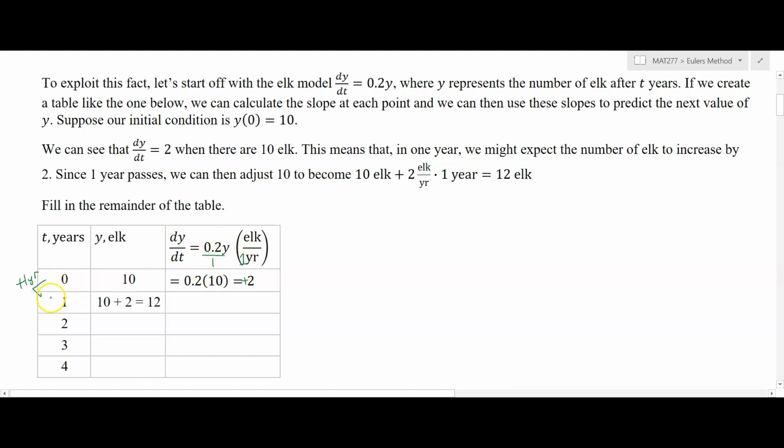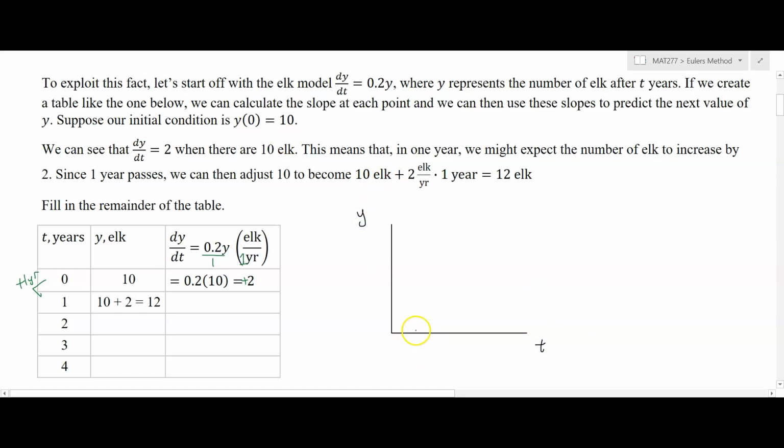So 1 year passes, which means I should gain 2 elk. I started off with these 10 elk. I've gained 2 more over the course of that passing of 1 year. Therefore, now I have 12 elk. I can repeat this process now. So now I've come up with an estimate of the number of elk at time t equals 1.